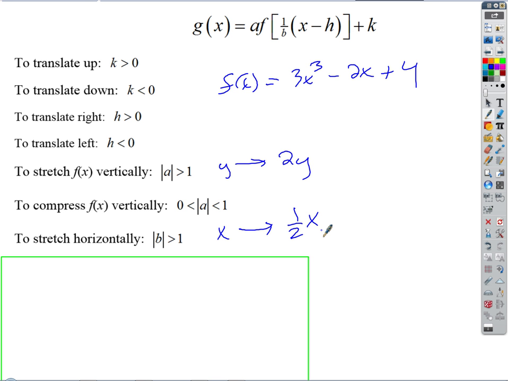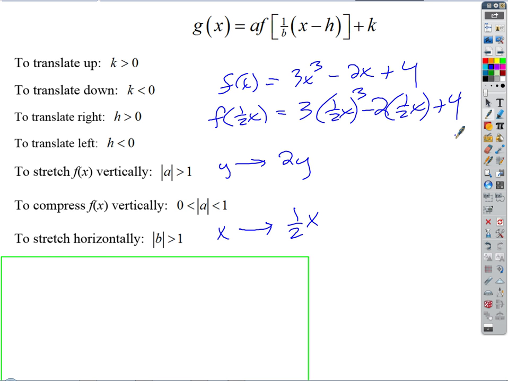Make sense? So if I'm going to stretch horizontally, this would be like saying f of 1/2 x. That's all I'm doing. I'm replacing the x's with 1/2 x's. So it would just become 3 times (1/2 x) cubed minus 2 times (1/2 x) plus 4.